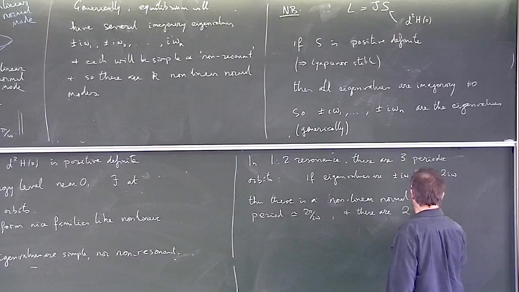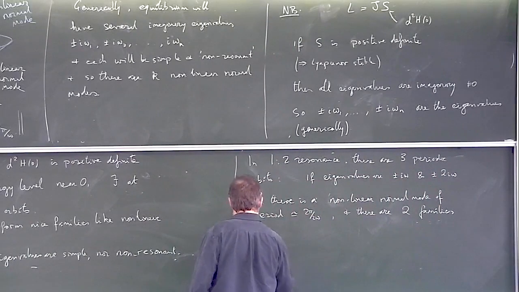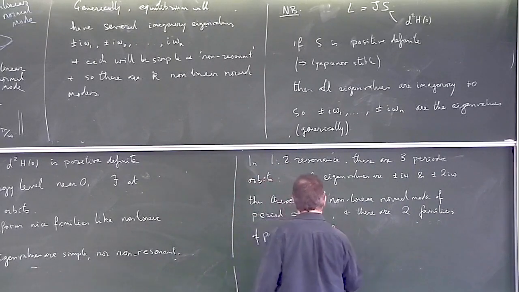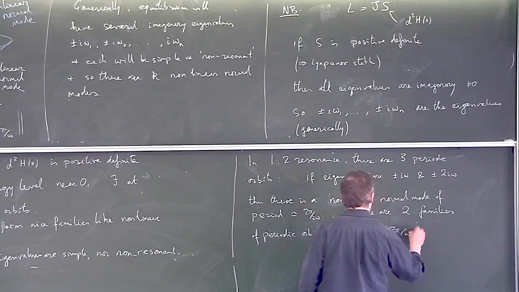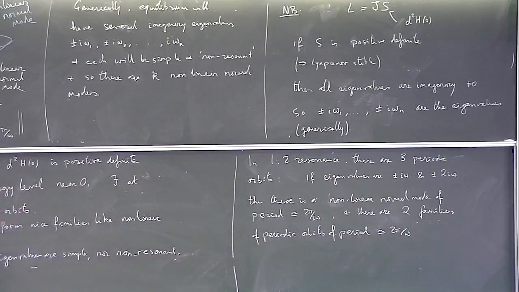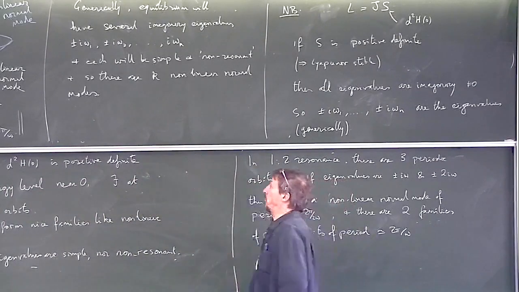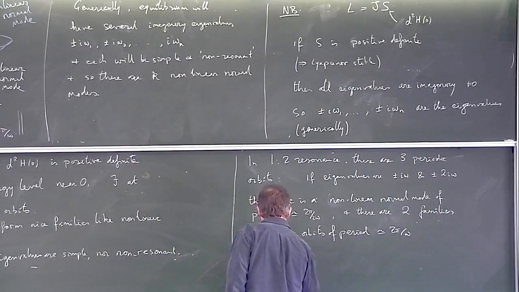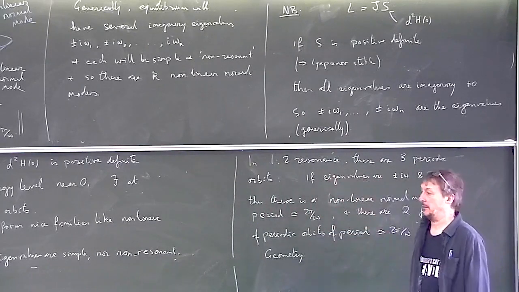And there are 2 families of periodic orbits of period 2 pi over omega. But they don't form smooth families. Actually, the geometry of them is slightly different. So this one is a nonlinear normal mode, so it looks just like that. Nice smooth family.